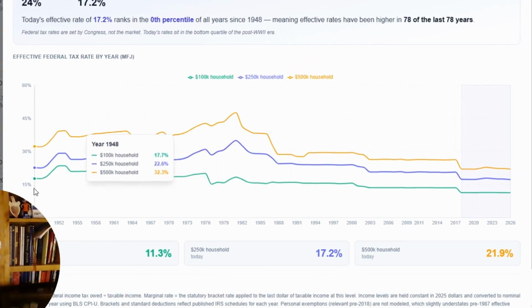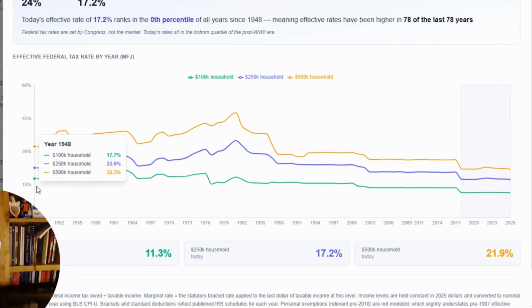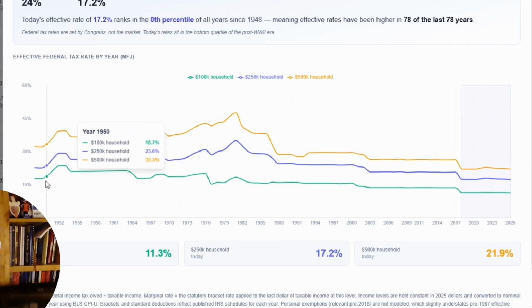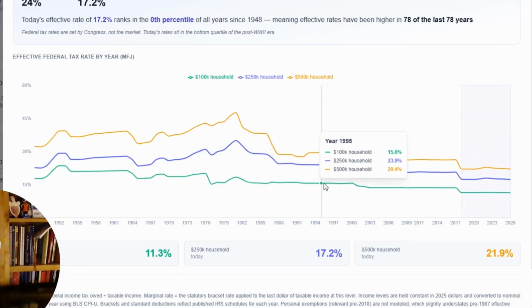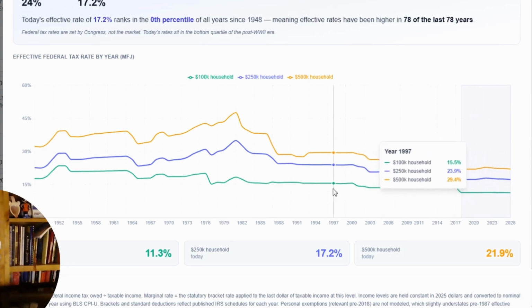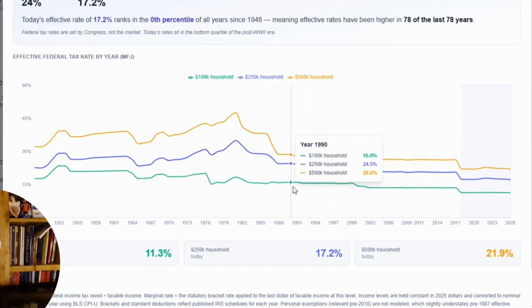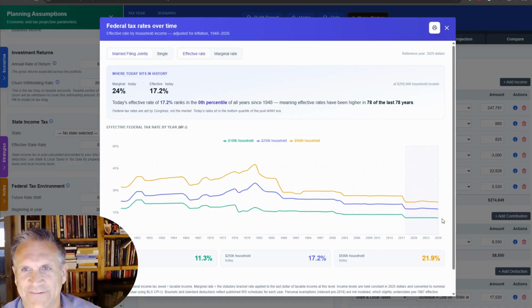Look at this right here. From the post-World War II era on, taxes gradually increased all the way through the early 80s and then largely plummeted and settled into this pattern that has seen a gradual decline for the last 35 years. And today, we are at the lowest tax rates in the last 78 years.